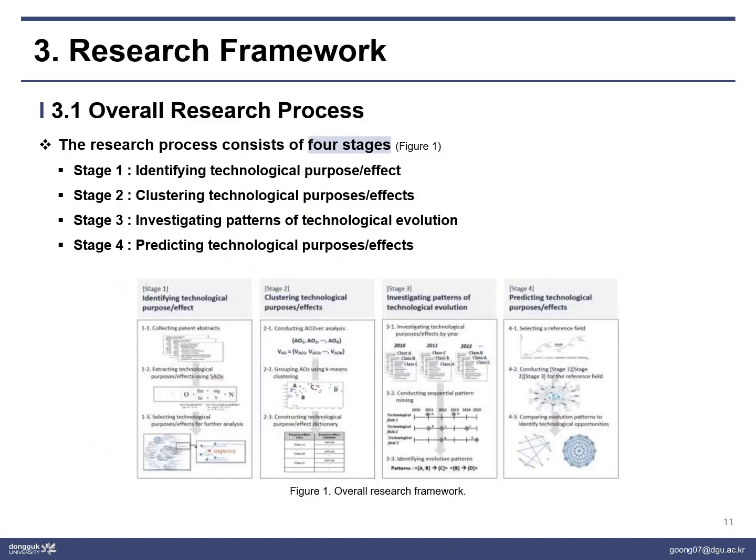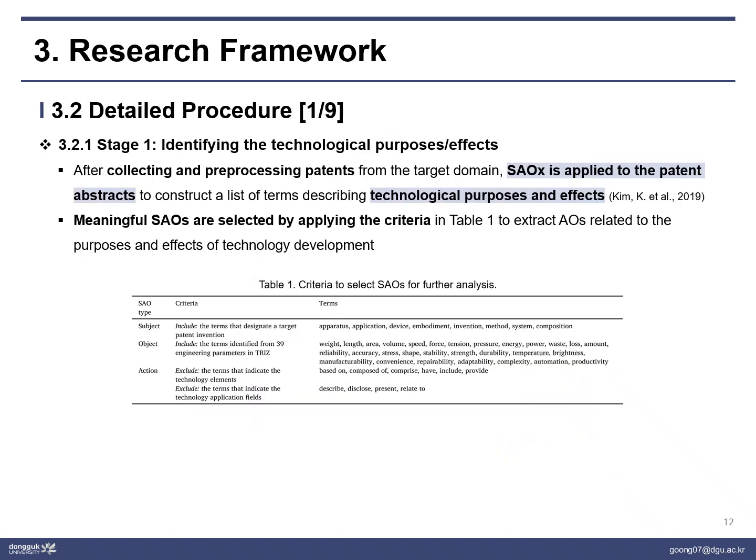The research process consists of 4 stages as shown in Figure 1. After collecting patents in the target domain and performing pre-processing, SAOX is applied to the patent abstract. Through this, a list describing the technological purpose and effects is constructed. Then criteria are applied to select AO structures related to technological purpose and effect, and meaningful SAOs are selected.